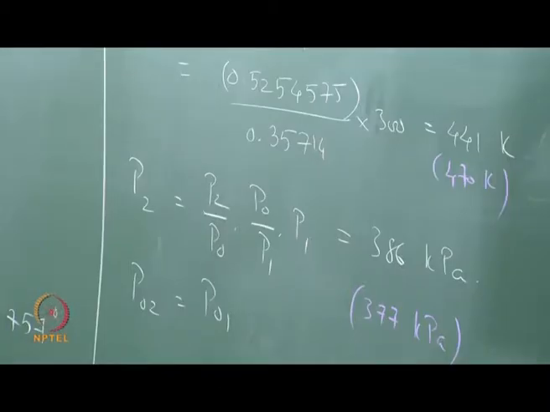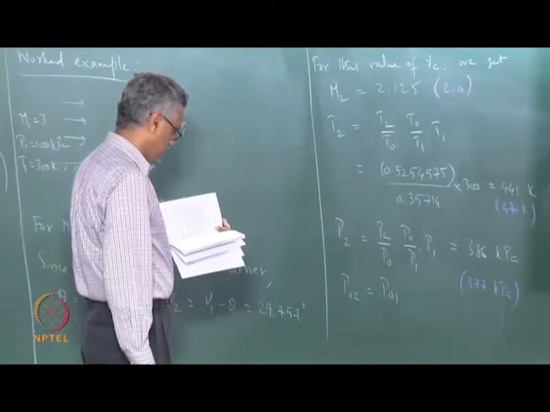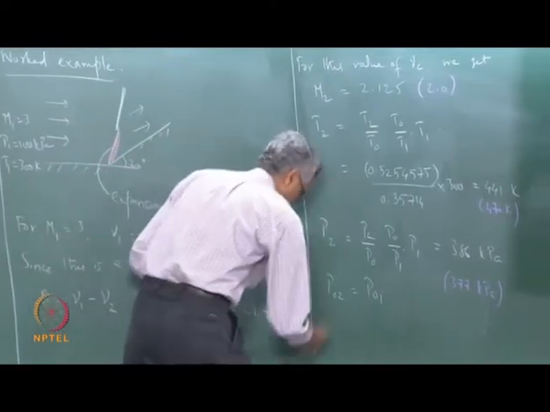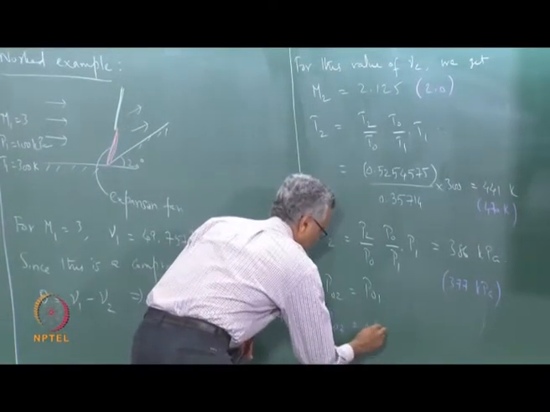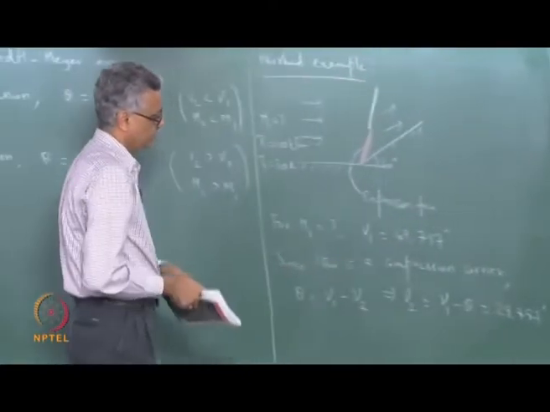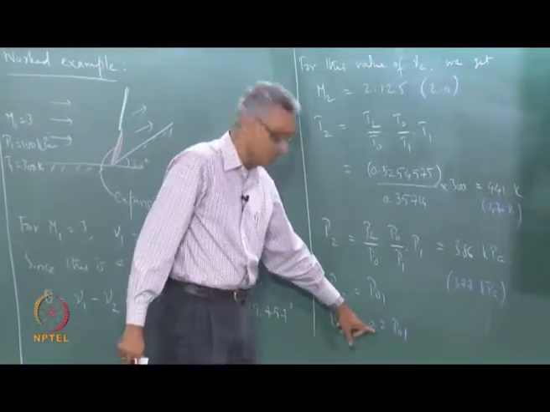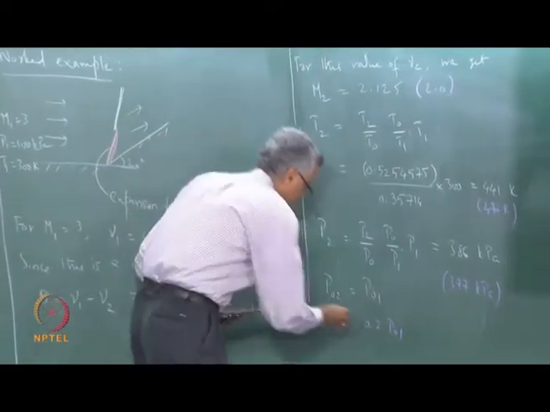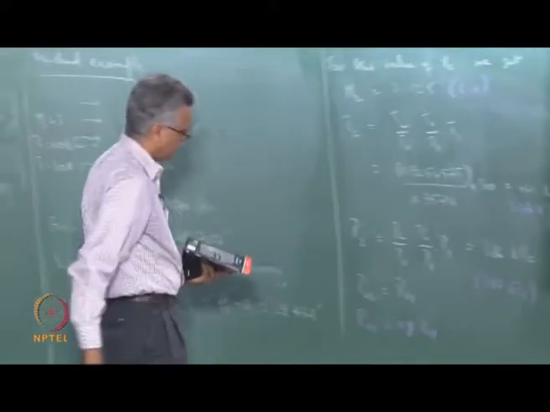In the previous case there was a loss of stagnation pressure to the amount of 20%. So P02, write like this, times P01. Okay, so now the stagnation pressure is the same. For a fully oblique shock, there is a 20% loss of stagnation pressure. So this is 0.8, I am sorry, 0.8 times P01.